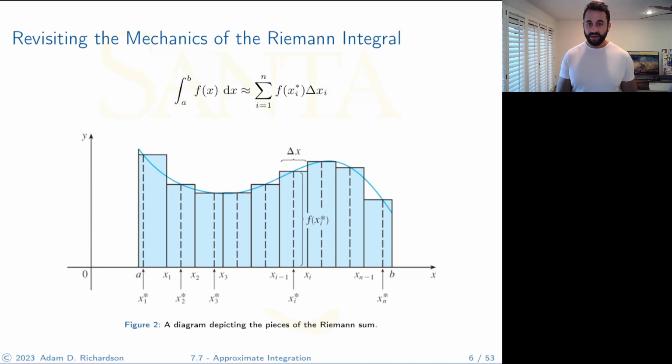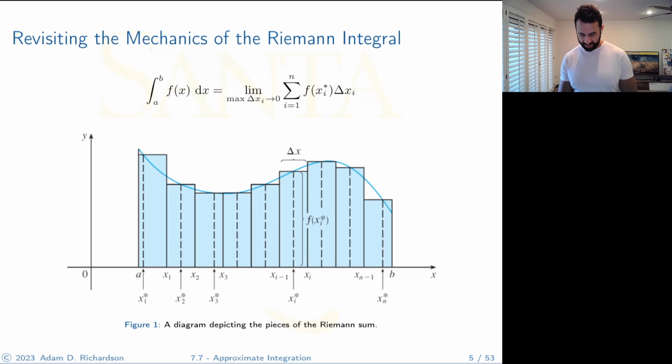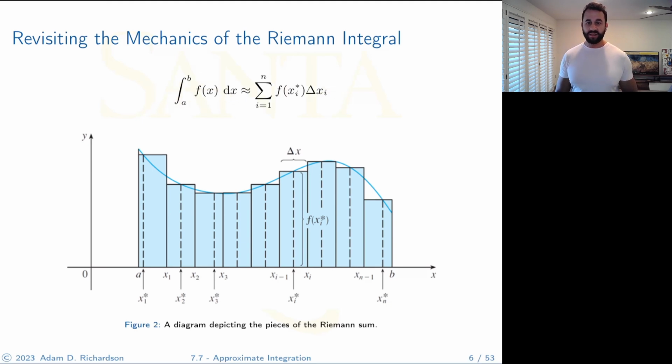That's the idea. Let me go back. Here you go. The actual integral itself is equal to the limit of these sums. And the limit is taken as the intervals shrink to nothing. So that is the equality there, that's the integral itself. But if you don't shrink the intervals to zero, then you get an approximation of the integral.